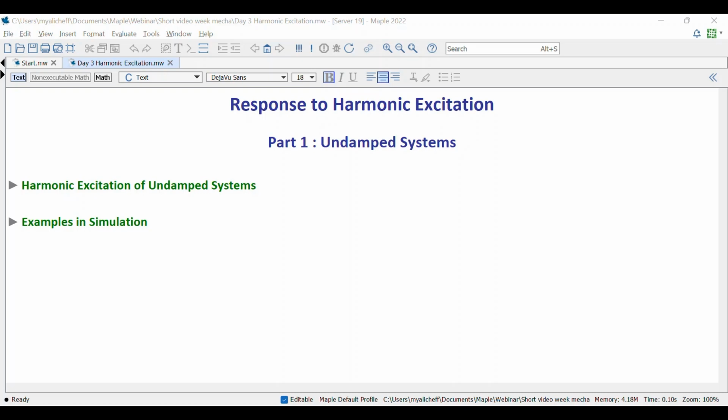Harmonic excitation is also very commonly observed in systems that contain a rotating mass, for example, tires, engines, rotors, and so on. So today we will look at the equations for the response of a single degree of freedom system subjected to harmonic excitation, and we're going to use a spring mass model.